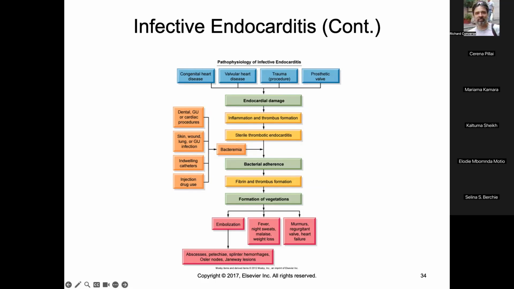The bacteria attach to the irregular surfaces. We get fibrin and thrombus formation, formation of vegetations, and you can see embolization, abscesses, petechiae, splinter hemorrhages, Osler nodes, Janeways, fever, night sweats, malaise, weight loss, murmurs, regurgitant valve, and heart failure.